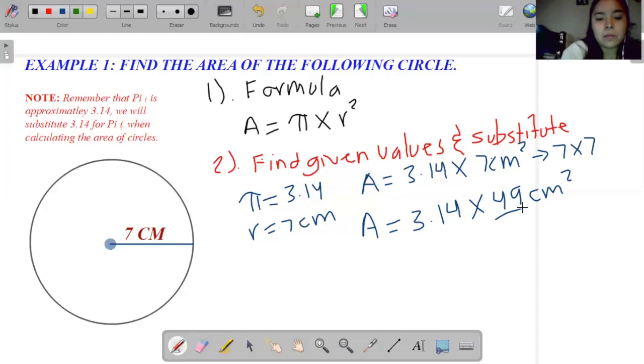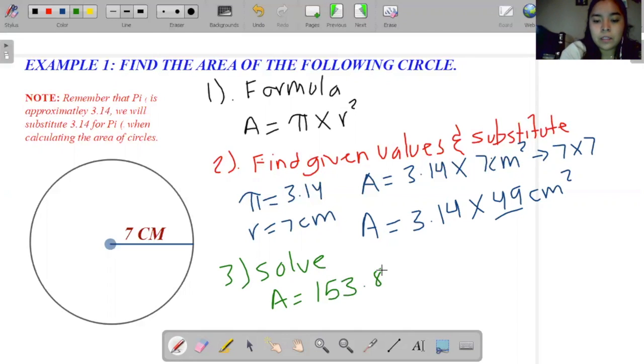So our last step will be just to solve. We're going to solve by multiplying 3.14 times 49. So we do 3.14 times 49, and we're going to get 153.86 centimeters square. Don't forget your centimeters square. So the area of the circle is 153.86 centimeters square.